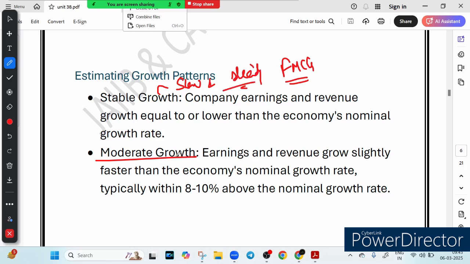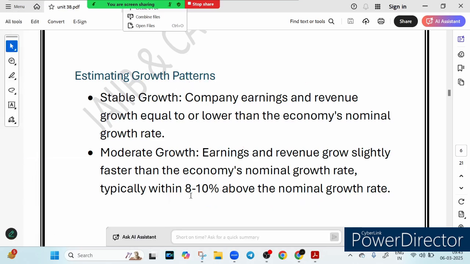And moderate growth means what? The company is growing a little faster than the economy, typically 8 to 10% above the nominal growth rate. And these are firms in expanding industries with solid demand, but still some level of competition is there. So demand is quite solid, but competition is there. This is called the moderate growth pattern.